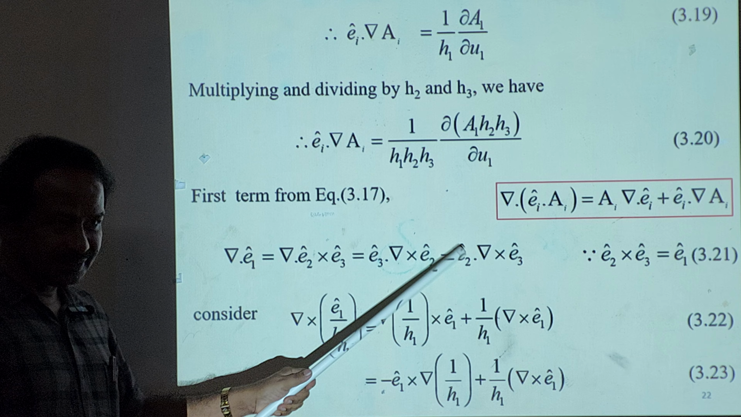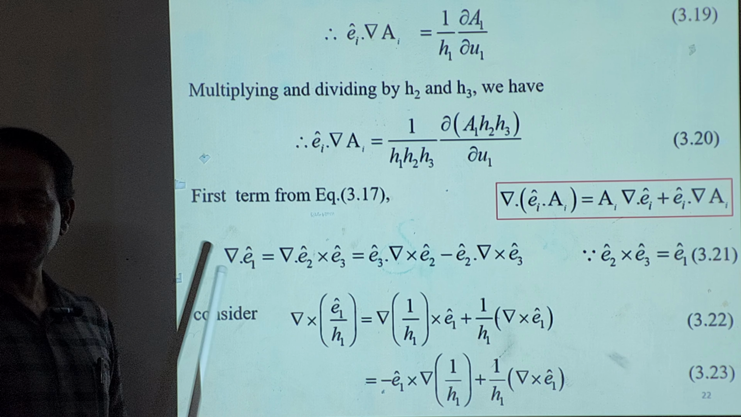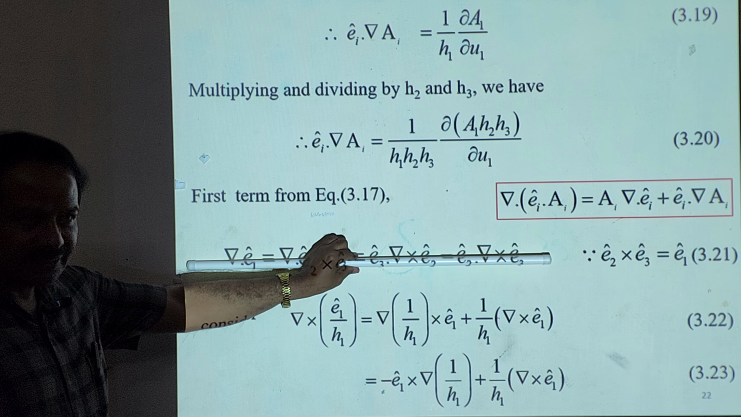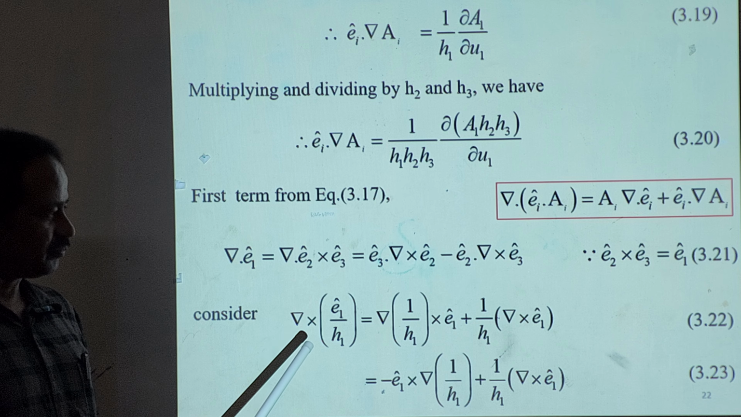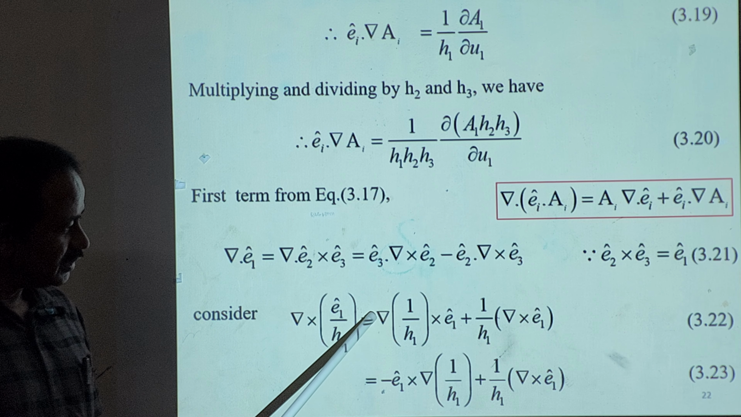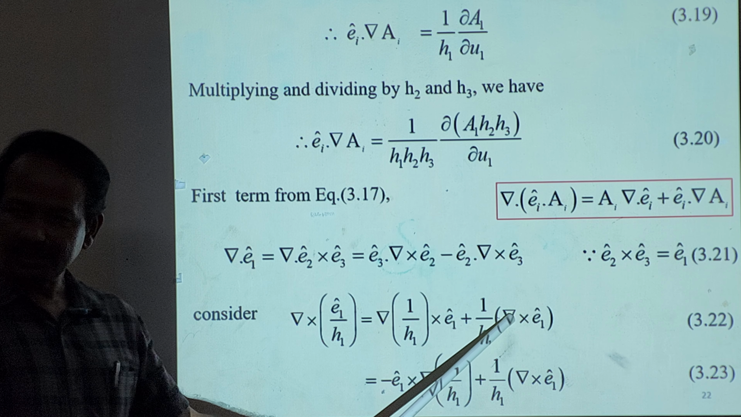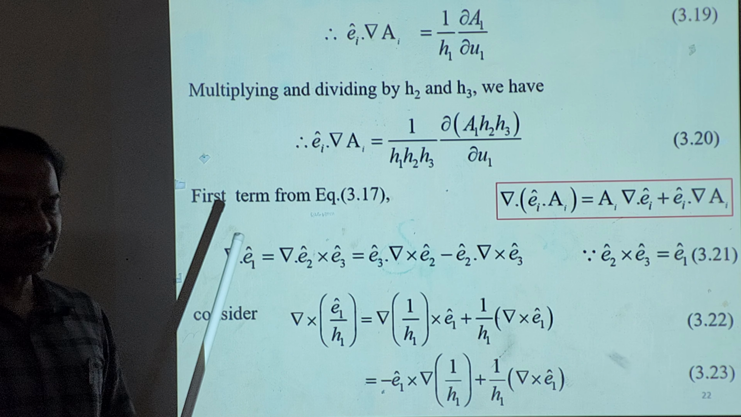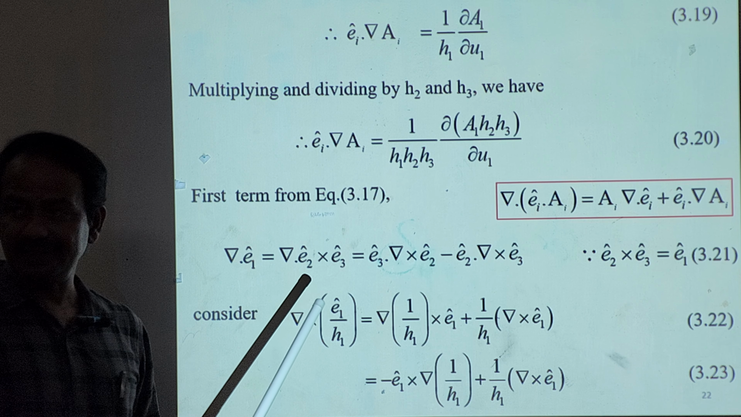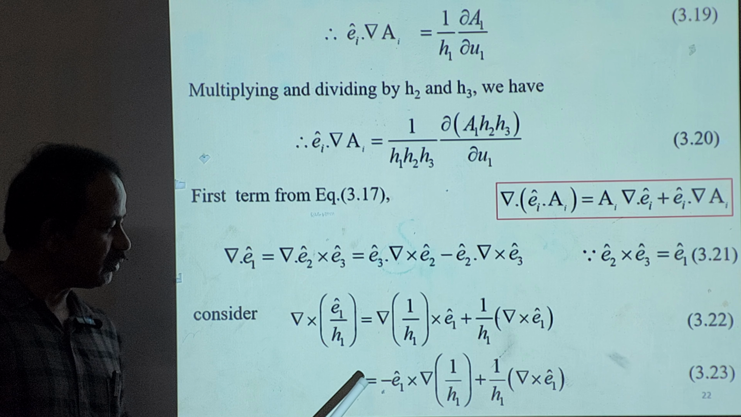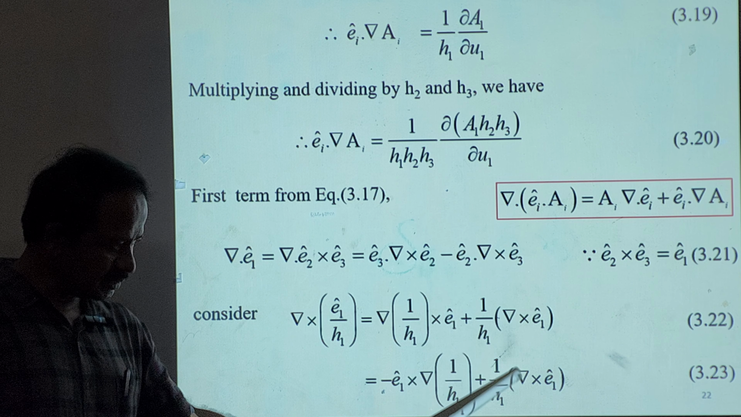Now let it be like this. Now consider del cross E1 cap by H1. So leave it, let it be like this. So now just consider del cross E1 cap by H1. Use the vector identity. We have del 1 by H1 cross E1 plus 1 by H1 del cross E1. So this is another vector identity. Now I am going to interchange this one. A cross B equal to minus B cross A. So when I interchange, that will give you minus E1 cross del 1 by H1. This term, let it be like this.